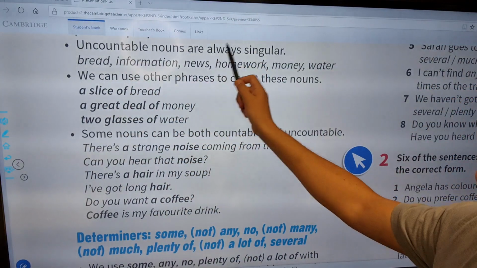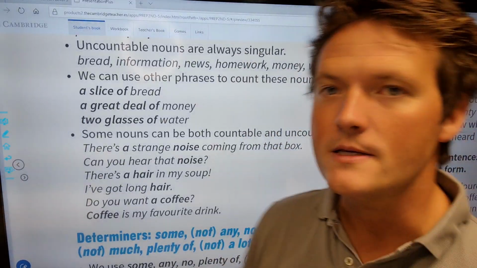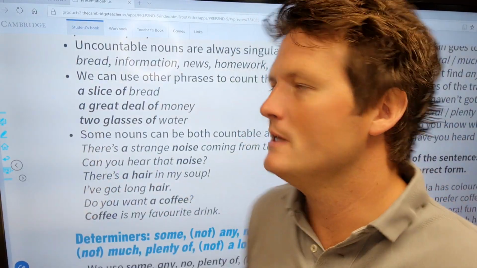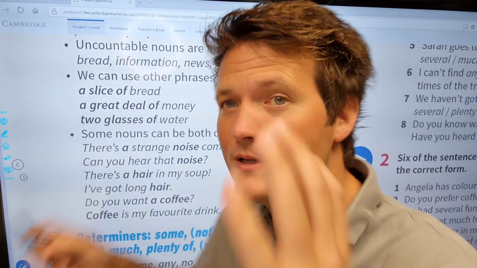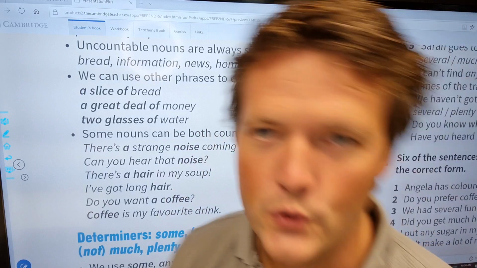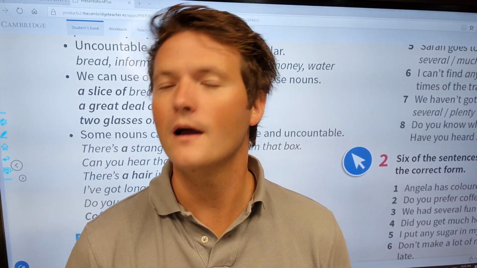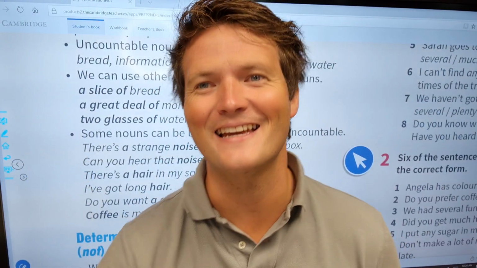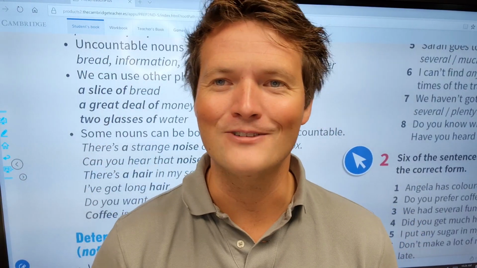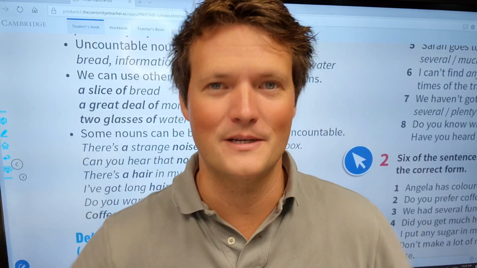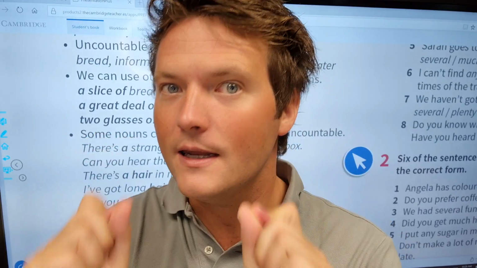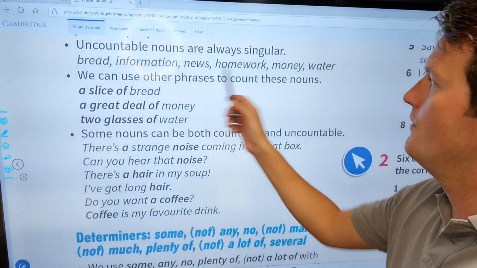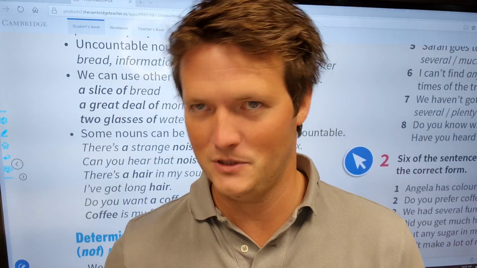Uncountable nouns are always singular, right? So fairly simple, we say the bread is, information is. But then there's some confusing ones like news, right? I know that news has an S, and I know that you treat it as a plural noun. In Spanish, for example, they'll say the word noticias, las noticias. But no, not in English. No, never. The news is uncountable, right?